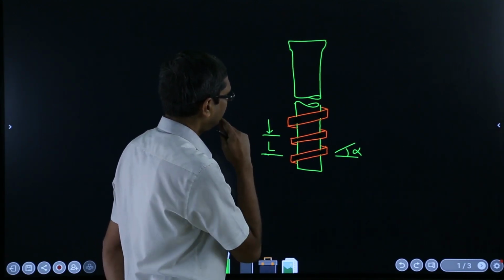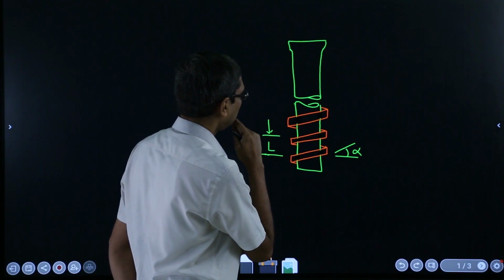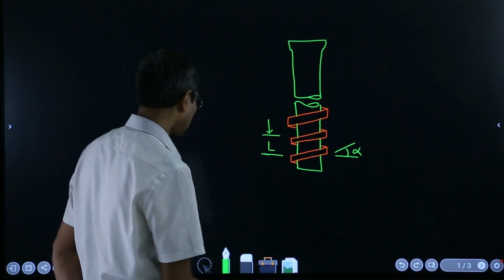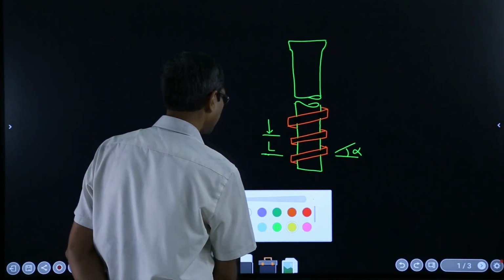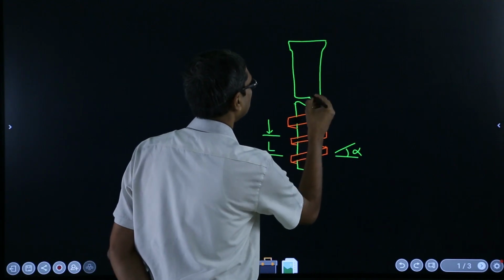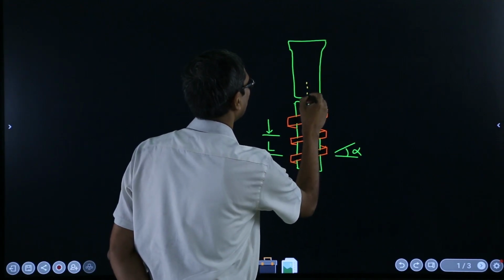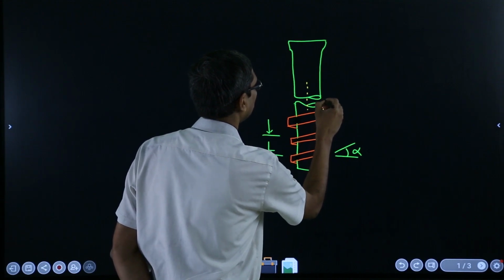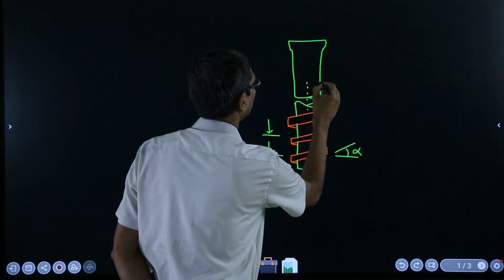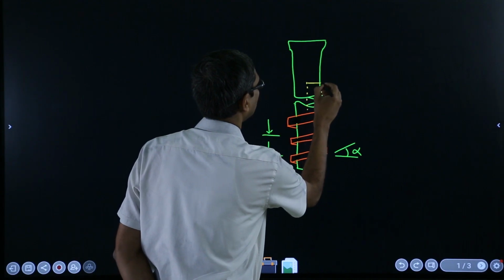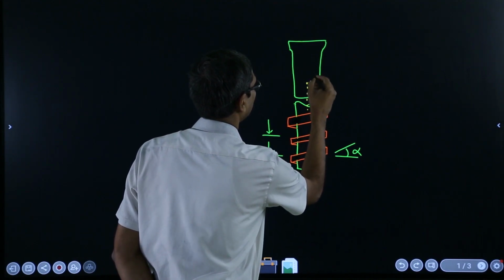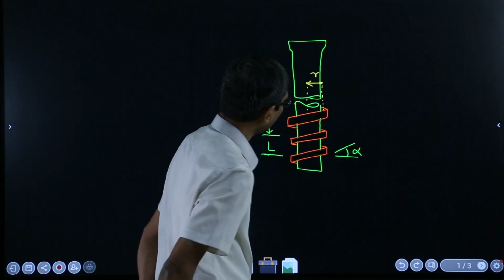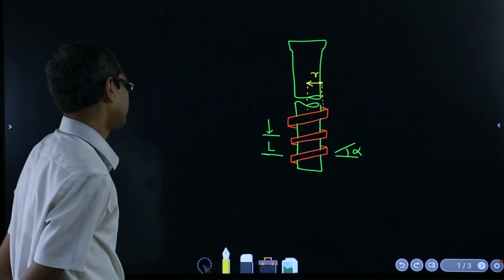Okay, and then what else should I? Yeah, so that's more or less fine. And then one more dimension which is important, from the center of the axis to the mid, so this distance, the average radius, the mean radius is r.